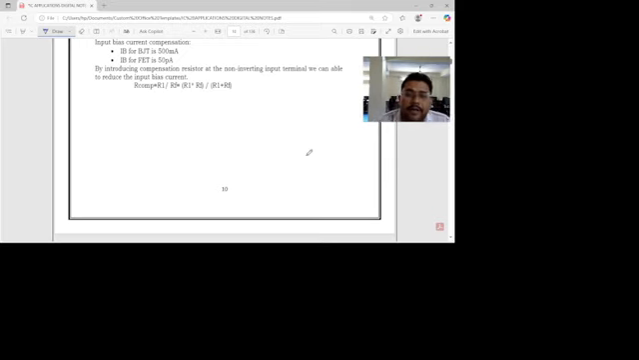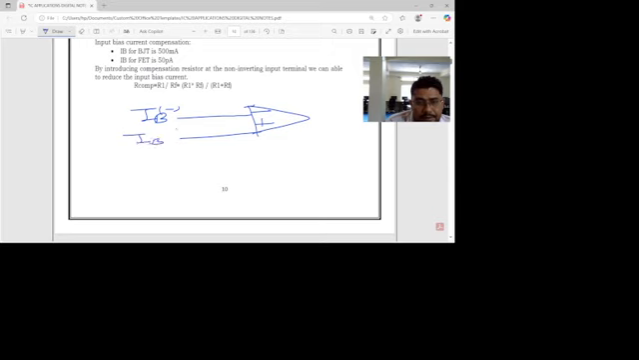Second, how will we reduce this current? What do we have to do? Suppose this is an op-amp circuit. This is the positive terminal and this is the negative terminal. This is I1 and this is I2. IB negative here and IB positive here, and the resistance here is R1.